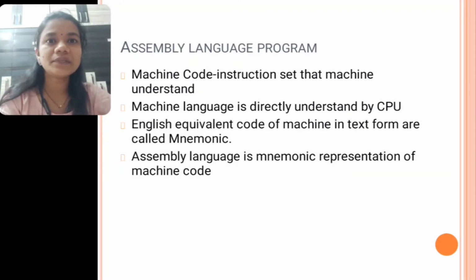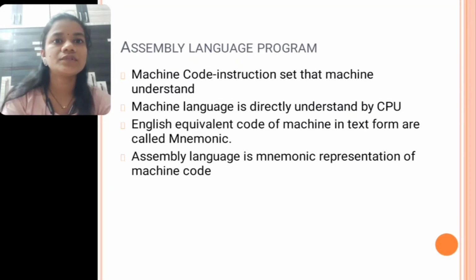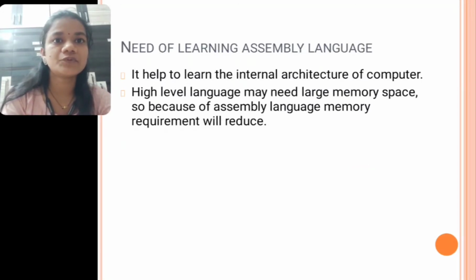It is nothing but the English equivalent code to the machine code in text form. The language which is understood by the machine, the code which is English equivalent, we can call it mnemonics. Then assembly language is the mnemonic representation of machine code. So whatever the machine code is, the assembly language is nothing but the mnemonic representation of that code. So this is all about the assembly language program.